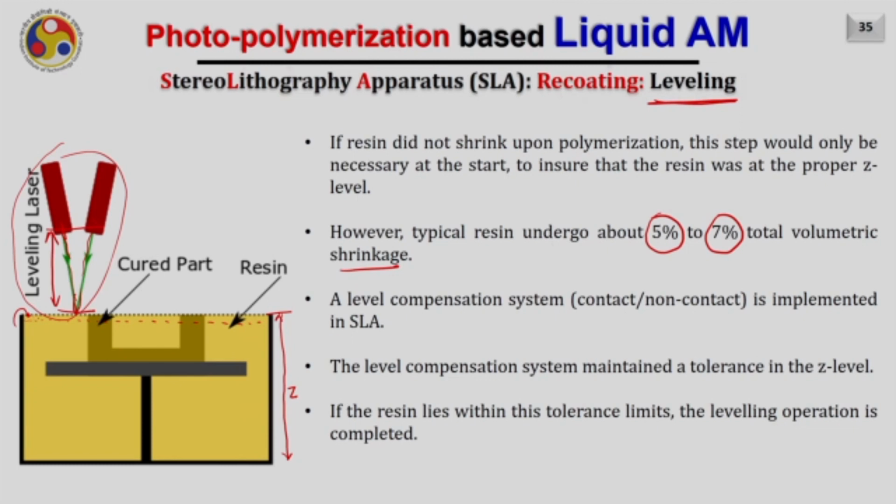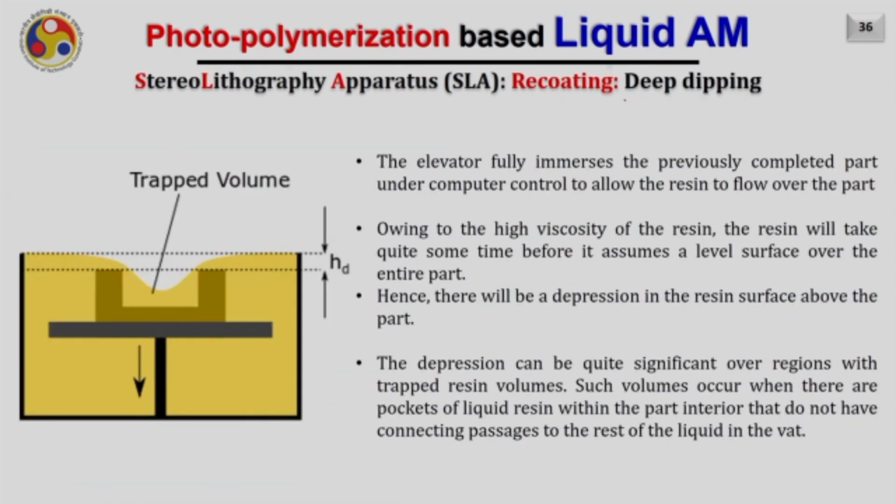Therefore, the level compensation system maintains a tolerance in the Z level, only in the Z level, basically in the build direction. If the resin lies within this tolerance limit, the leveling operation is completed. So, the job of this operation is only to ensure whether the liquid resin is available up to a certain level or not. If not, it will give a signal to a system which will supply additional material to the tank. So, the next operation is deep dipping.